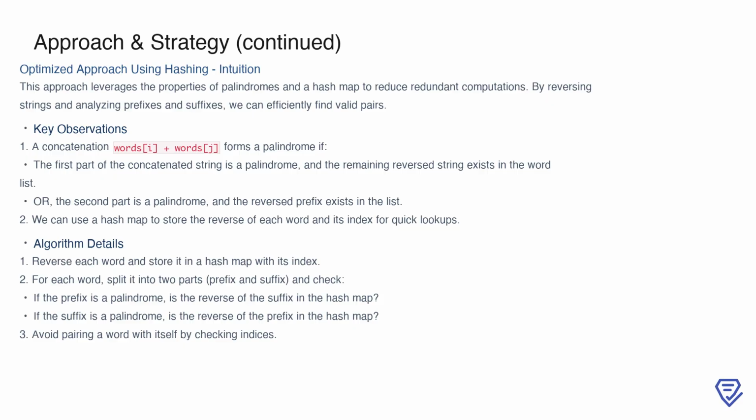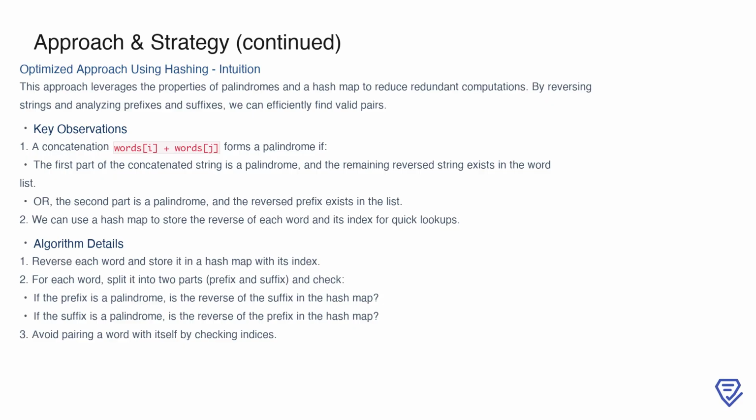To achieve this efficiently, we use a hash map to store the reverse of each word along with its index, allowing for quick lookups. The algorithm then involves splitting each word into all possible prefix and suffix combinations. For each split, we check whether the conditions for forming a palindrome are satisfied using the hash map.